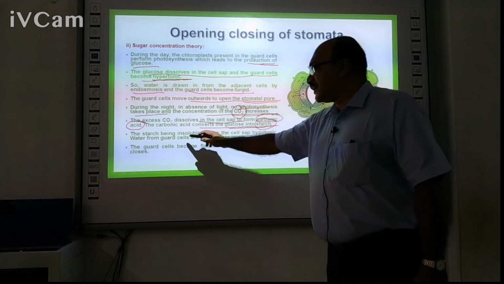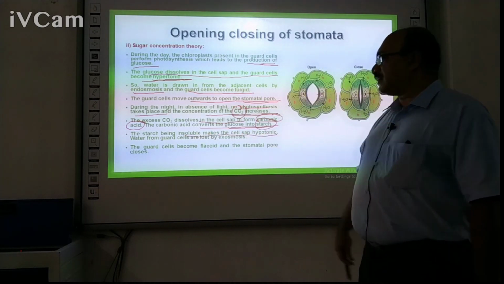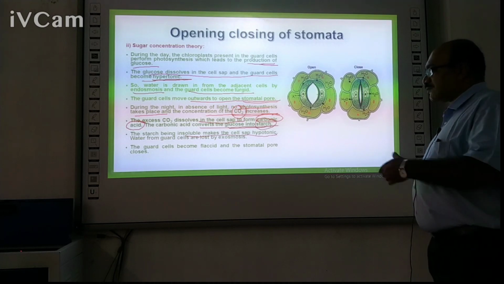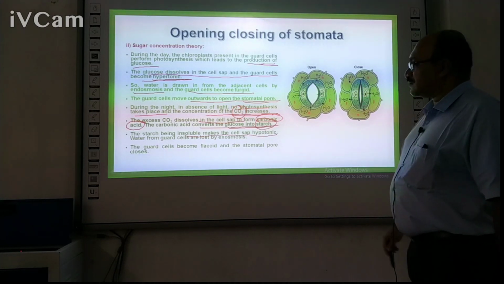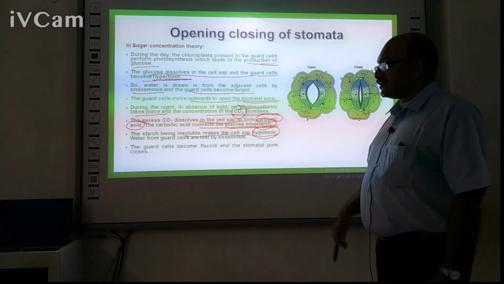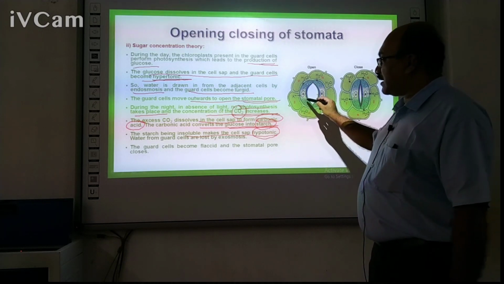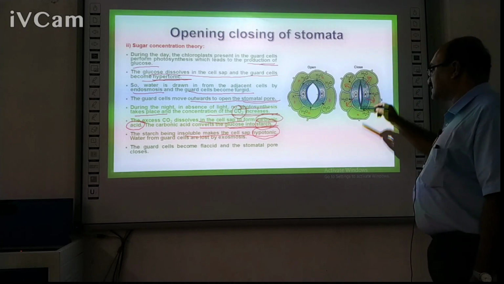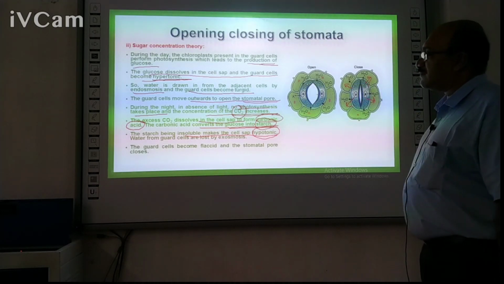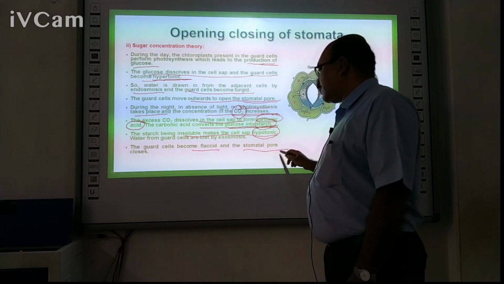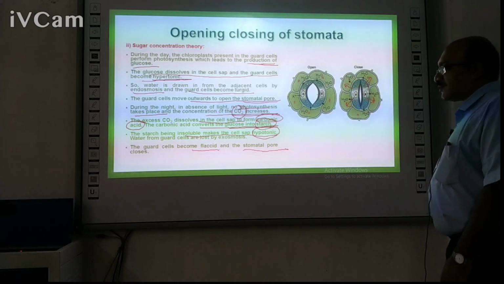So starch being insoluble, the cell sap now becomes hypotonic because glucose was dissolved in the cell sap, that made it hypertonic. All the glucose has gone out, so the cell sap has now become hypotonic. That means the percentage of water is more now. So water from the guard cells will now move out. As the water moves out from the guard cells, they now become flaccid. And as the guard cells become flaccid, the stomatal pore closes. That is how stomata closes during the night.